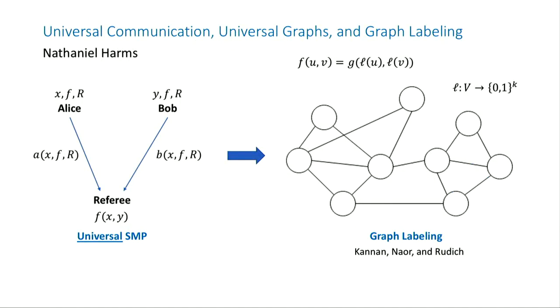And then the final two topics, again, all different types of things. The final two talks are unified by looking at problems on graphs and making connections to problems in communication, broadly defined. So this is the second paper by Nathaniel. He's going to talk about the problem of labeling graphs.